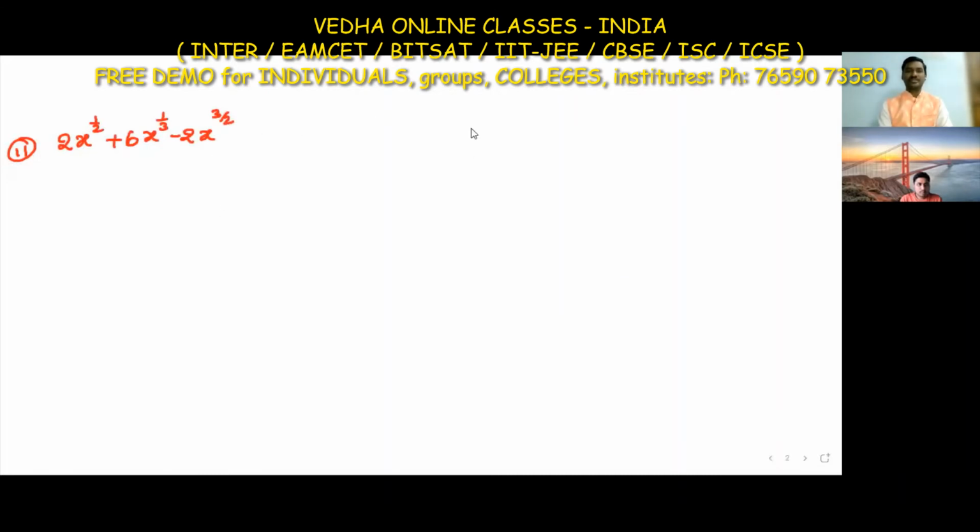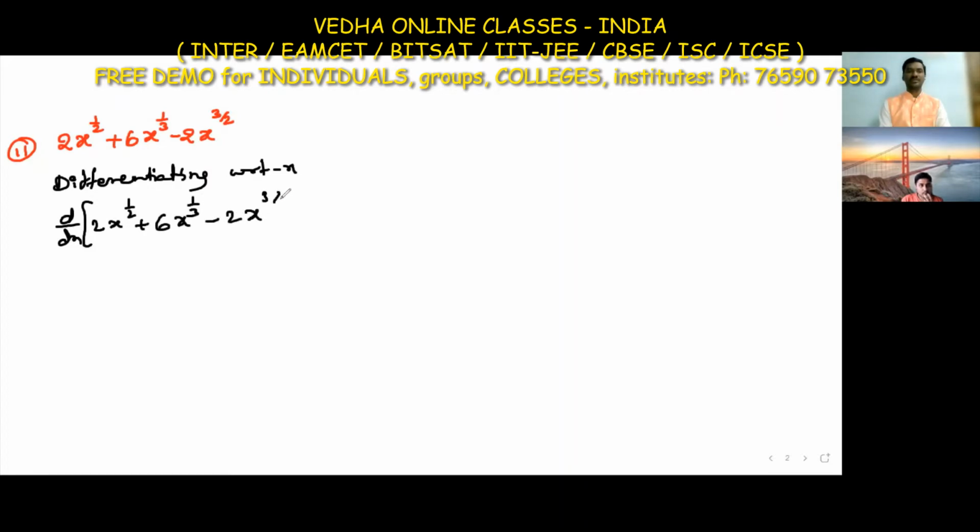Next, 2 into x to the power 1 by 2 plus 6 into x power 1 by 3 minus 2 into x power 3 by 2. This question also I am differentiating with respect to x. So if we differentiate with respect to x, we write the d by dx of 2x power 1 by 2 plus 6 into x power 1 by 3 minus 2 into x power 3 by 2.